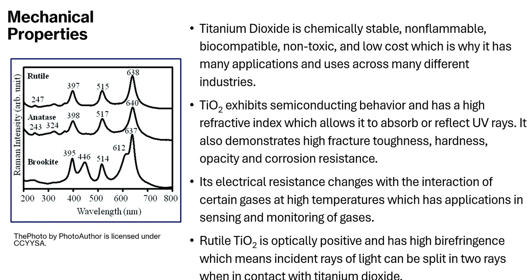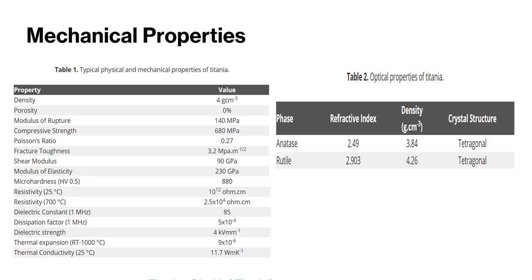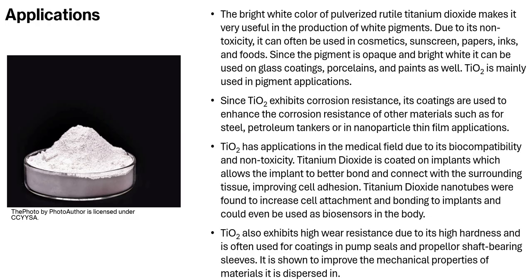Its electrical resistance changes with the interaction of certain gases at high temperatures, which has applications in sensing and monitoring of gases. Rutile TiO2 is optically positive and has high birefringence, which means incident rays of light can be split in two rays when in contact with titanium dioxide. And here's a table that shows the different mechanical properties of titanium dioxide, from density to fracture toughness, shear modulus, thermal conductivity, and refractive index.